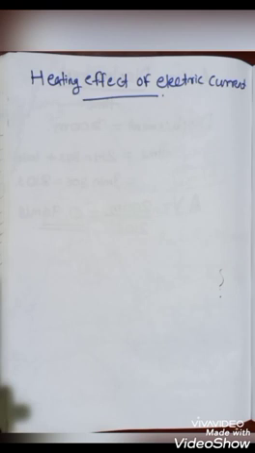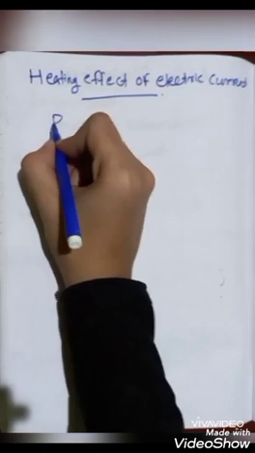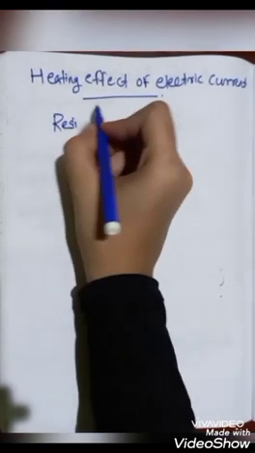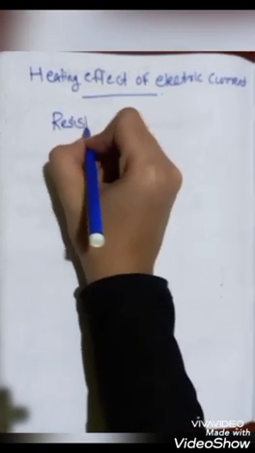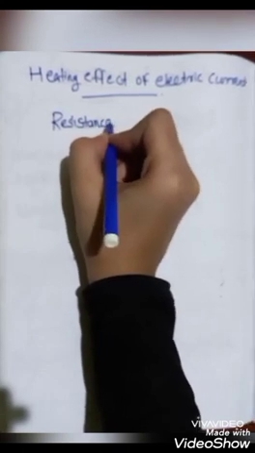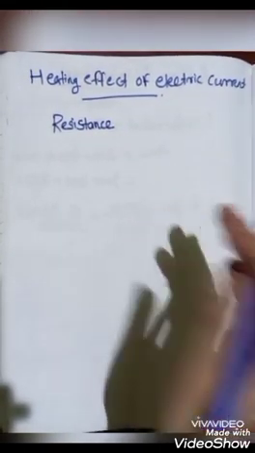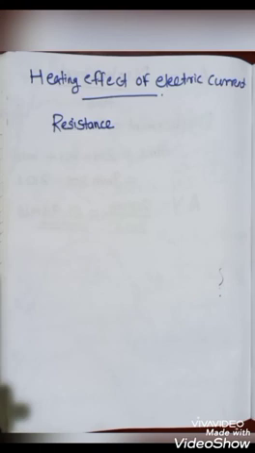What are resistors? A resistor is a device that provides resistance. Then what is resistance? Resistance is the property in which the flow of electrons gets blocked.